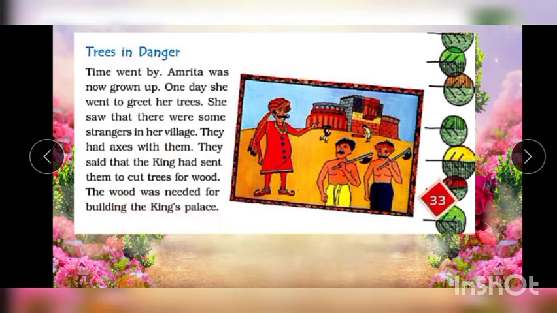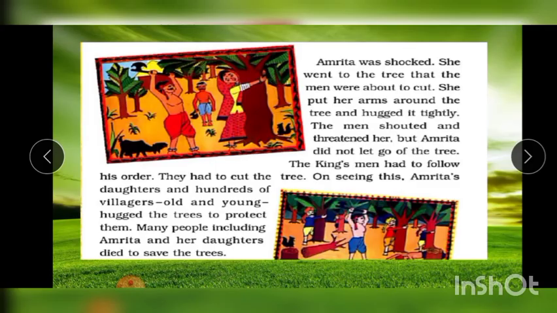So now, one day what happened? Amrita found some people carrying axes with them. As they were carrying axes, that means they were woodcutters. Yes, and they were going to cut the trees to get wood, and they needed that wood for making the palace of the king. Okay, now what do you think? Will Amrita be able to save her trees? Let's check out.